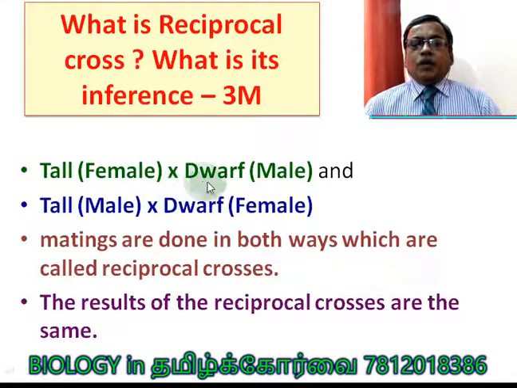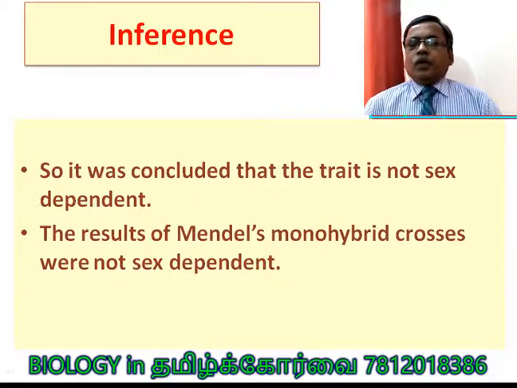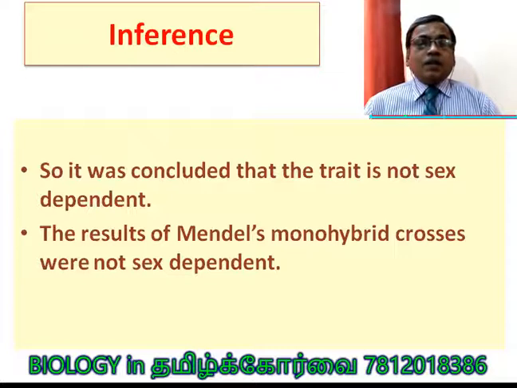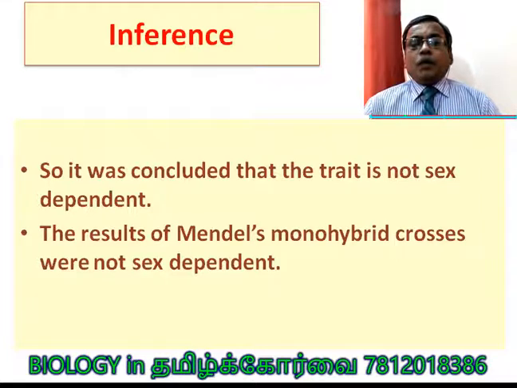So the tall female is crossed with the dwarf male. In the next cross, it is the reversal, tall male crossed with dwarf female. Matings are done in both ways, which are called reciprocal crosses. The results of the reciprocal crosses are the same. So what is the inference? It was concluded that the trait is not sex dependent, not influenced by the sex. The results of Mendel's monohybrid crosses were not sex dependent. So this could be the inference. This may be asked in NEET also: what is the correct inference for Mendel's monohybrid reciprocal cross, or reciprocal cross in general?